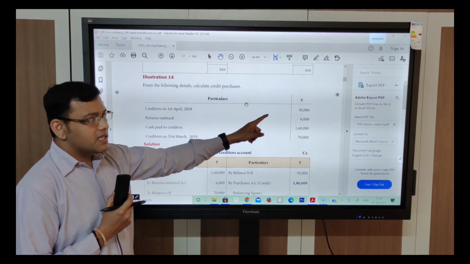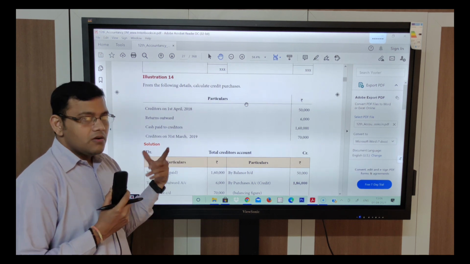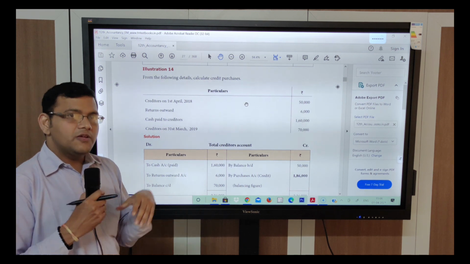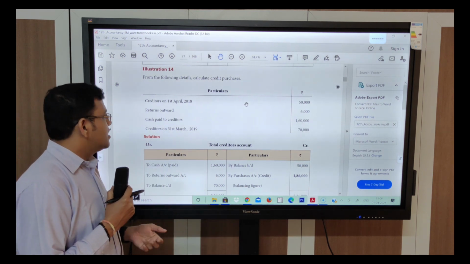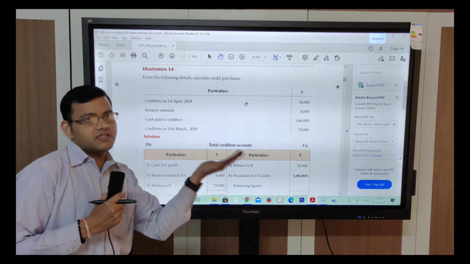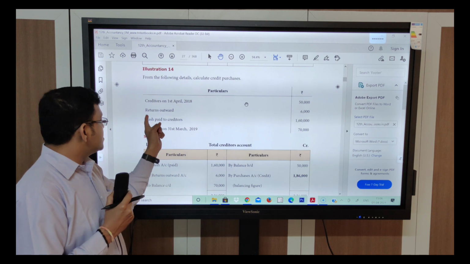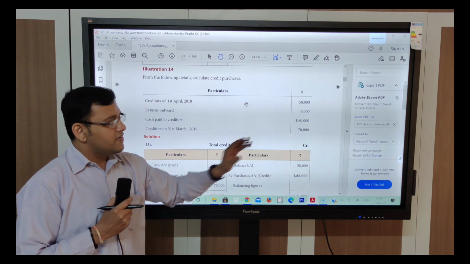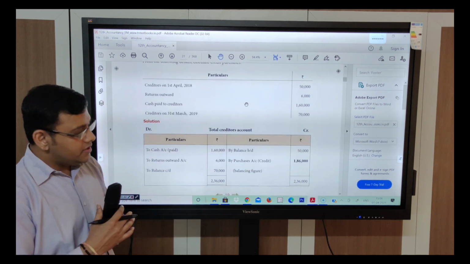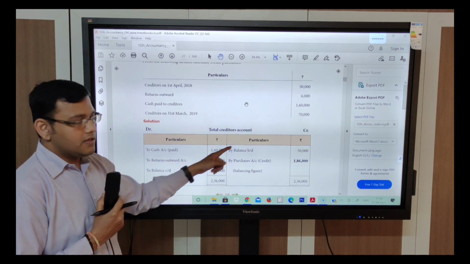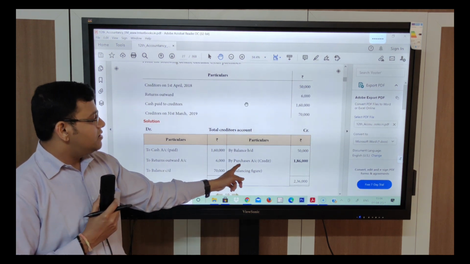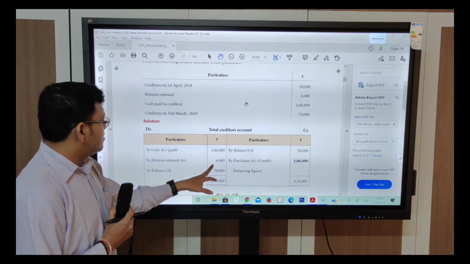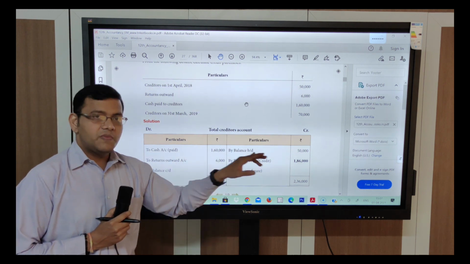If you see, the creditors balance has been given, opening, return outwards. What is return outwards? If you have made any purchases and you are going to send them back outside, that is called return outwards. If it is inward, that means you have sold something and it is coming back inside, so it will be return inwards, but this is outwards. So it's a purchase return. Then cash paid to creditors and creditors closing balance are given. So simply we put the format over here. We have the opening balance on the credit side, closing balance on the debit side. We put whatever cash was paid, 1,60,000, to the creditors, and return outwards will be on the debit side. So this balancing figure is credit purchases.